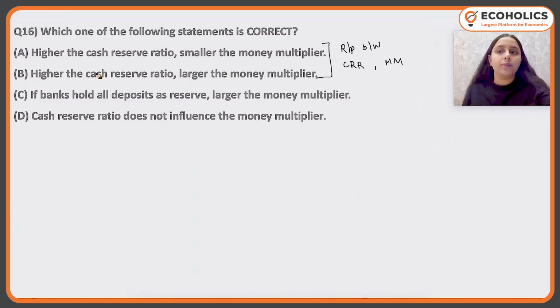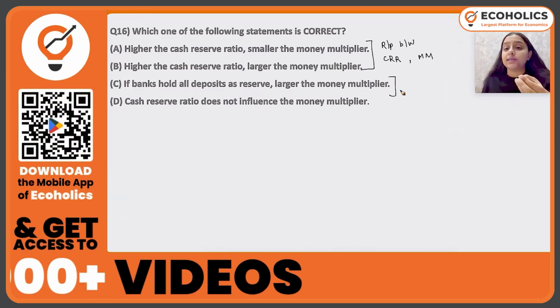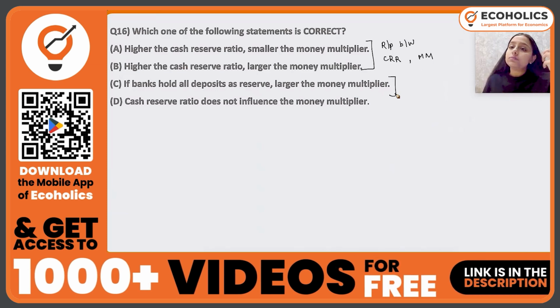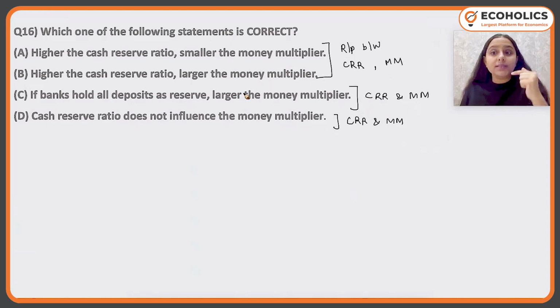So either one of them can be true, not both. Similarly, if bank holds all deposits as reserve, larger the money multiplier. So eventually here they are saying that CRR is 100. So larger is the money multiplier. Again, the relationship is between CRR and money multiplier. Cash reserve ratio does not influence the money multiplier. Again, the relationship is between CRR and MM. So you can see only B and C are going in the same direction, that is, higher CRR means larger money multiplier. But the other two are going in the opposite direction. How to choose the correct one?